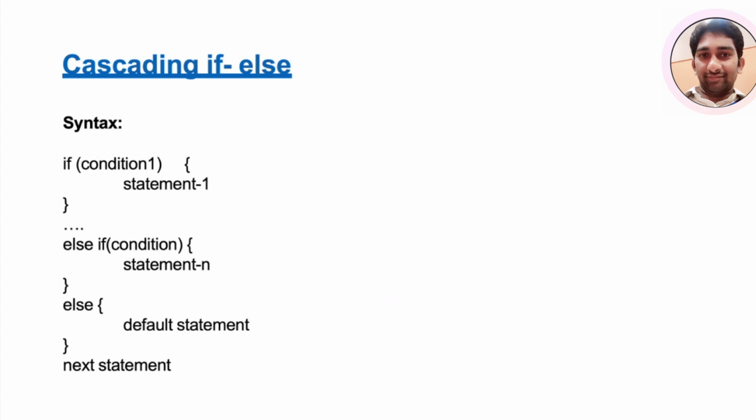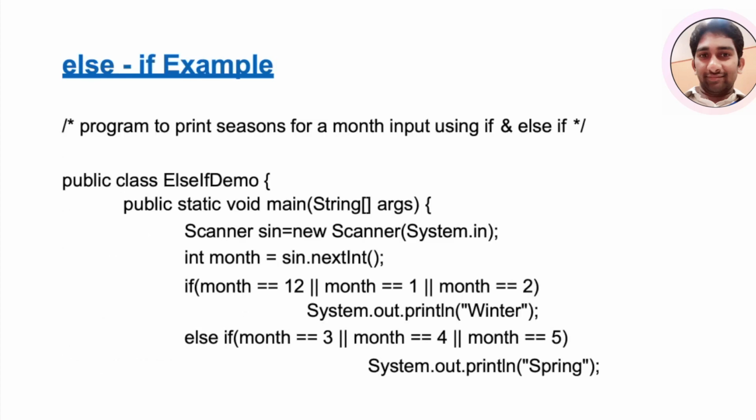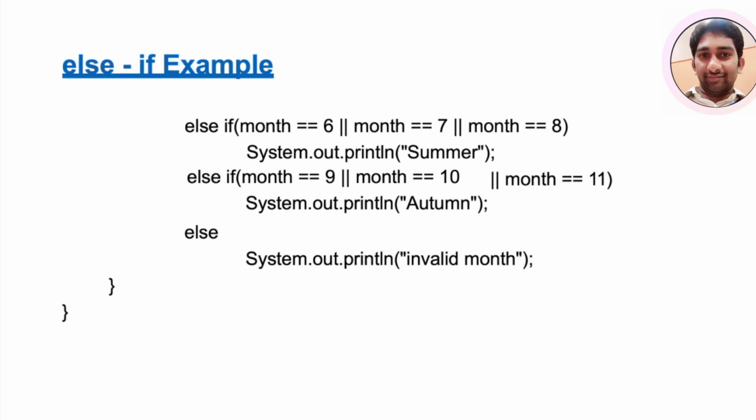So next one is your cascading if else. In this, you can have more than one if condition. If you have multiple conditions to be checked, then we can make use of this cascading if else statement. We also call it an if else if block. If else if block is created, and we can also use this one.